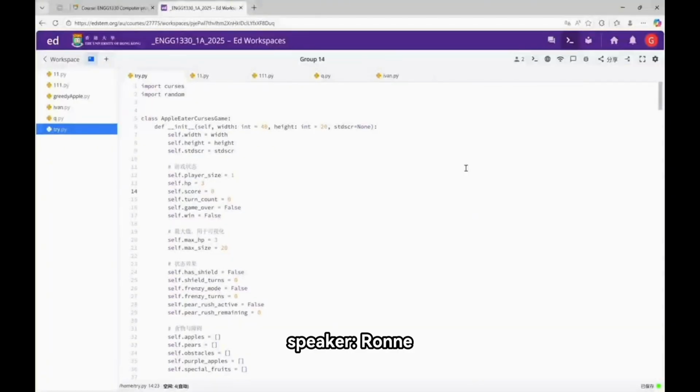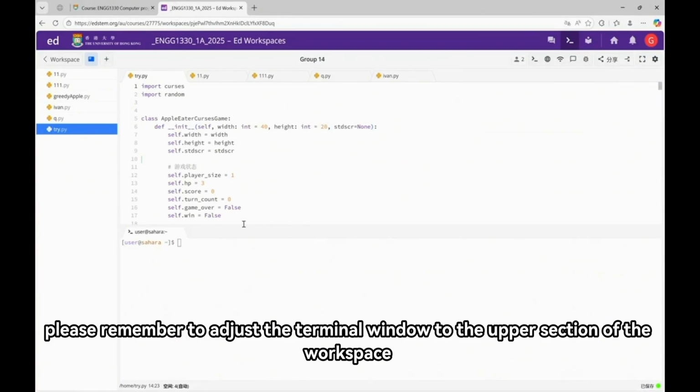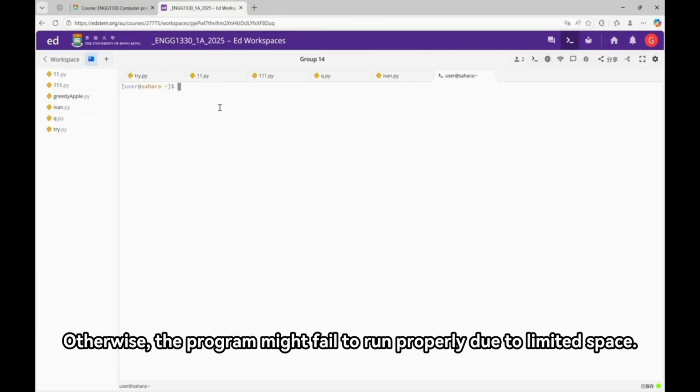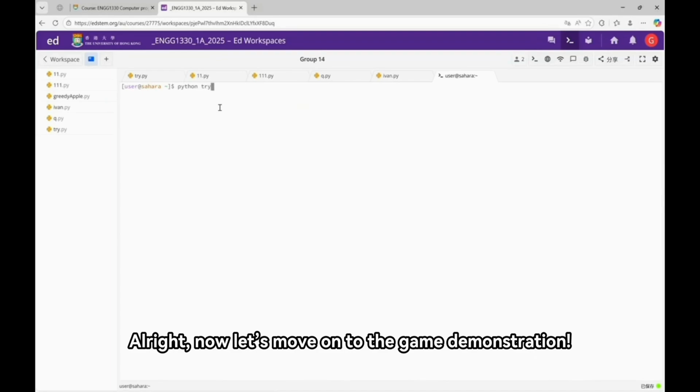Hi everyone, I'm Ronnie, and I will introduce the core gameplay of our project. Let's start by launching the game. Before running it, please remember to adjust the terminal window to the upper section of the workplace. Otherwise, the program might fail to run due to the limited space. Alright, now let's move on to the game demonstration.